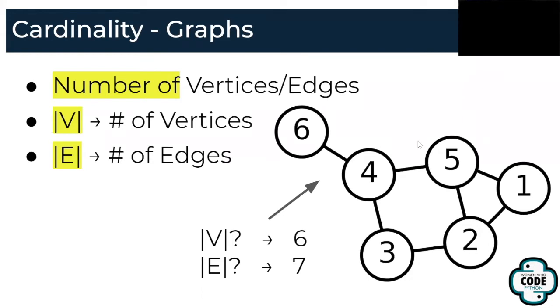In this particular graph, what is the cardinality of vertices? We can just count the number of vertices here: 1, 2, 3, 4, 5, 6. So the cardinality of vertices is 6. On the other hand, for the cardinality of edges, we can just count the number of edges: 1, 2, 3, 4, 5, 6, 7. So the cardinality of edges is 7.